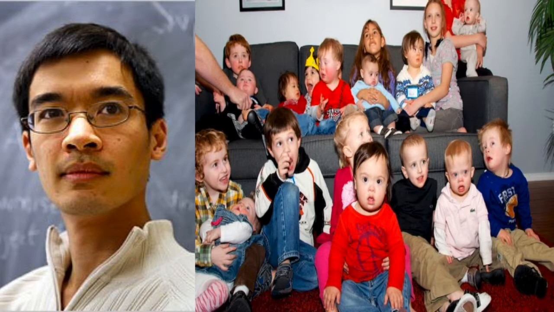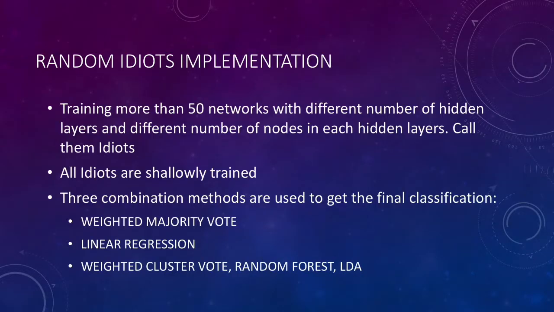Inspired by random forest, I thought about changing the base learner from a decision tree to a neural network. So instead of one really well-trained neural network, we find a bunch of shallowly trained neural networks as our base learners. For the implementation, I train 50 or 100 shallowly trained neural networks with different numbers of hidden layers and hidden nodes, train them for one epoch, and with only parts of the training data.